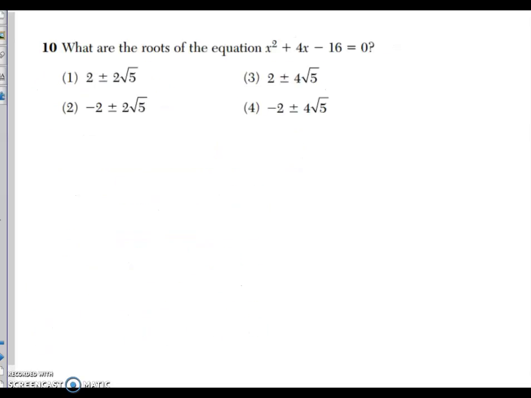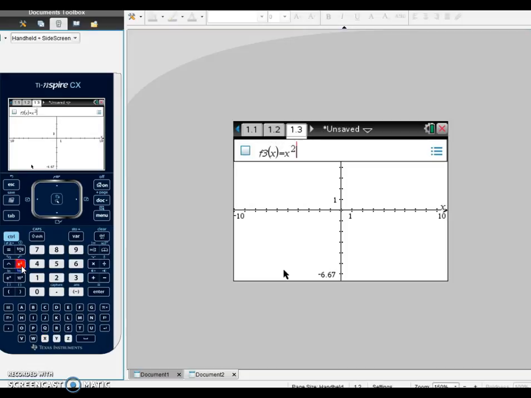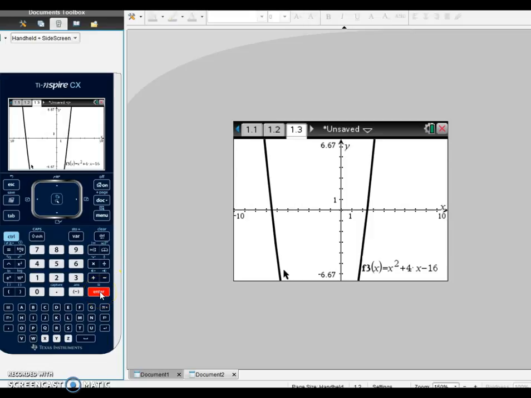The next question is number 10. Number 10 is also a factoring problem. We know already that the roots are the x-intercepts, or the solutions, or the zeros. And so what I want to do is graph that. So get your graphing calculator out, and we're going to plug in x squared plus 4x minus 16. And we're going to find the roots of that.